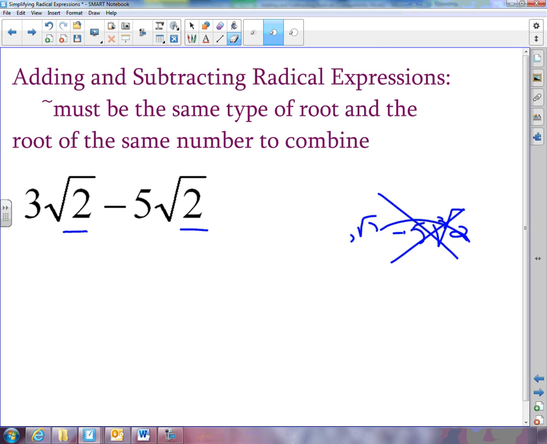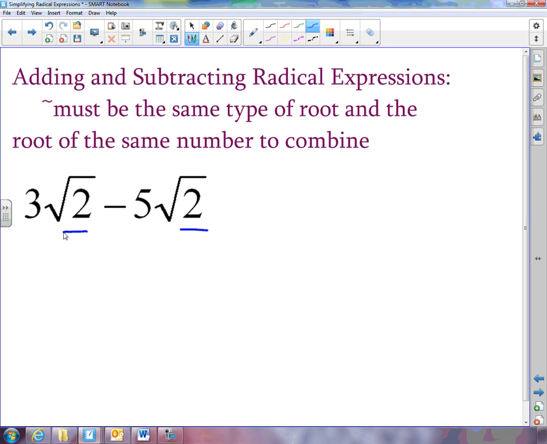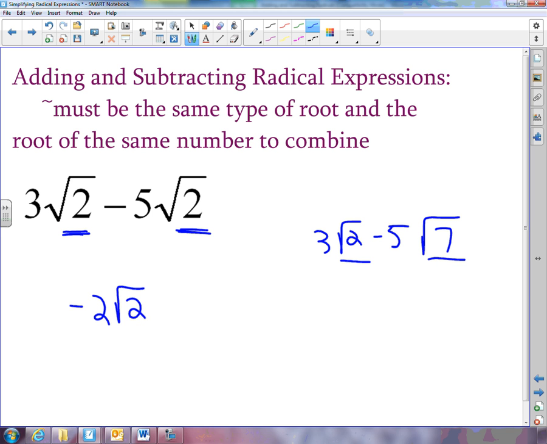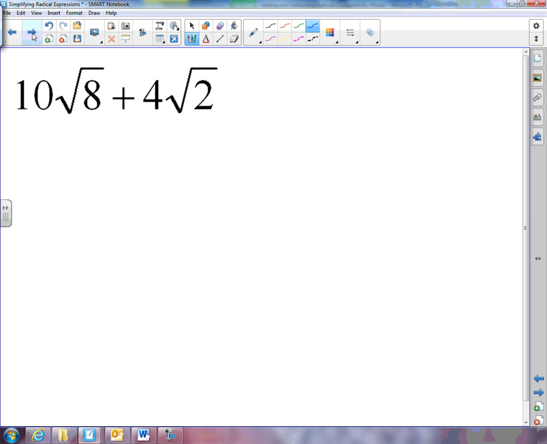So now let's try to talk about how we would combine these two expressions here. Because these are like terms, here I have 3 roots of 2, and I want to take away 5 roots of 2. So I have left over negative 2 root 2. I'm only able to do this because I'm combining apples with apples. I couldn't do this if I were to do 3 root 2 minus 5 root 7, let's say. Now I can't combine apples and oranges. So let's try another example.